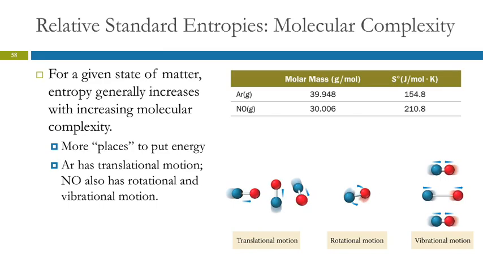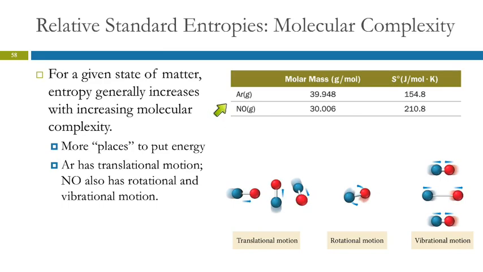Yeah, I keep getting ahead of myself. So for a given state of matter, entropy will generally increase with increasing molecular complexity. And that's because you get more places to put the energy. So we've got translational motion, movement through space, and that could happen in multiple directions, right? We've got rotational motion, that's spinning around, and then vibrational motion, where here with this molecule, the two atoms in the molecule can stretch and constrict, and that's called vibrational motion.